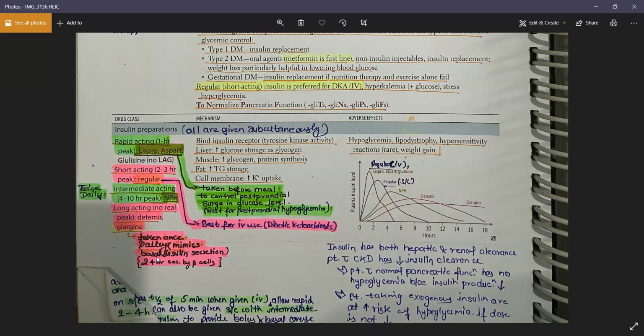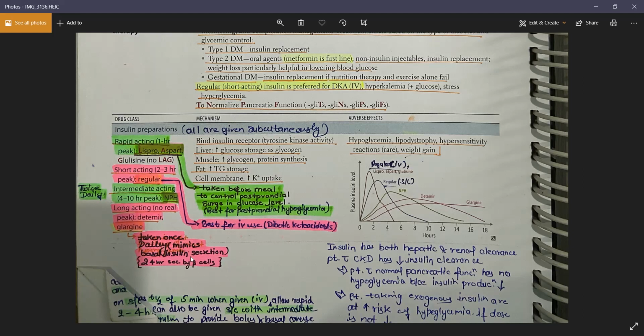Because that's how insulin functions in your body, right? When you take no food, the insulin level will be at a normal basal level, and whenever you eat a meal, the insulin level must rise just after the meal. This could be made by lispro, aspart, and glulisine. So to mimic normal insulin release, you give the rapid acting ones just before the meal, along with the long acting ones taken once a day.